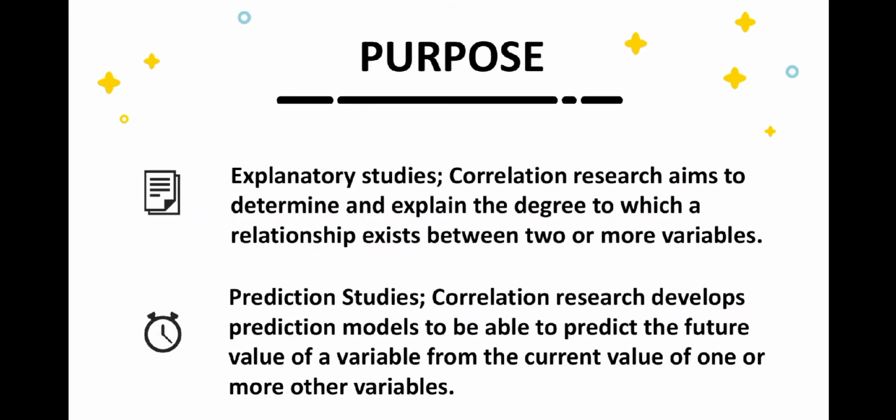The next is the purpose of correlational research. There are two main purposes of correlation research. The first is explanatory studies. Correlation research aims to determine and explain the degree to which a relationship exists between two or more variables. The second is prediction studies. Correlation research develops prediction models to be able to predict the future value of a variable from the current value of one or more other variables.